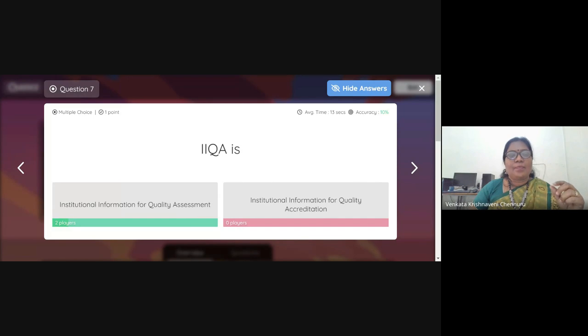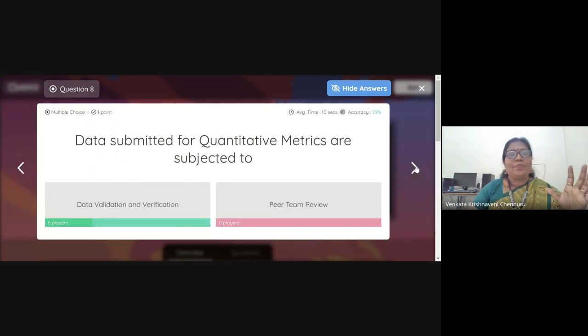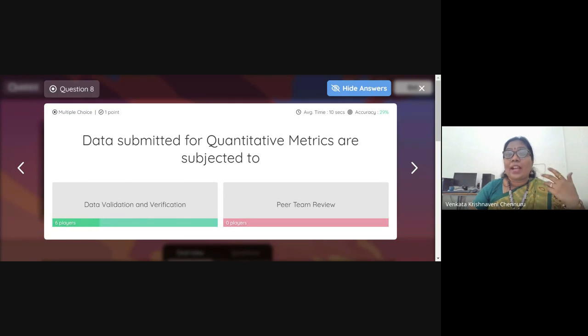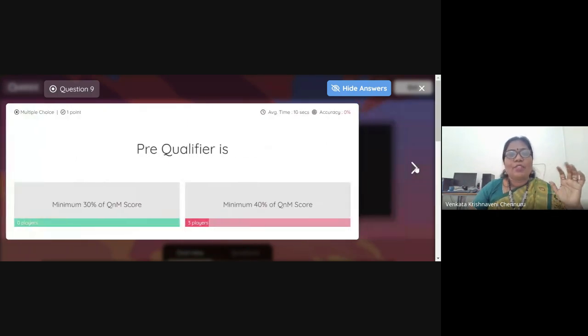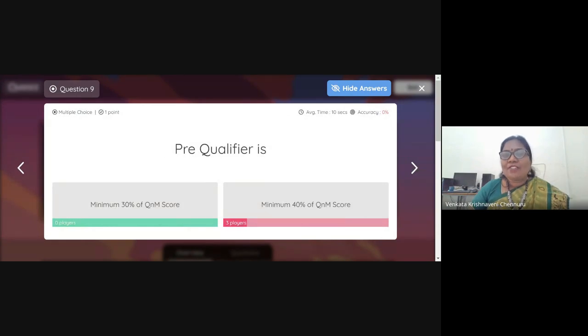IIQA is Institutional Information for Quality Assessment. Data submitted for quantitative metrics are subjected to data validation and verification. Pre-qualifier is minimum 30% of quantitative metrics to be valid in DVV. IQAC means internal quality assurance cell.